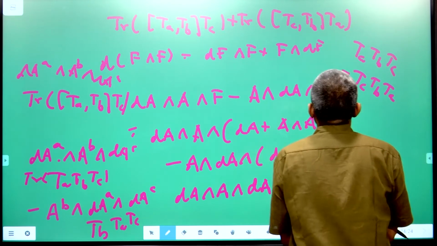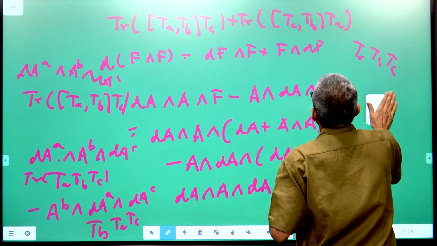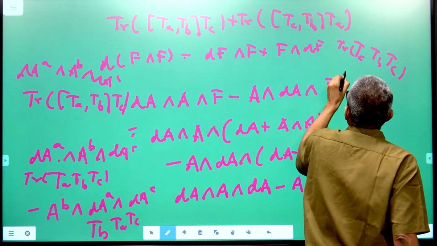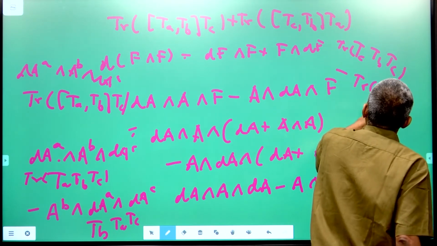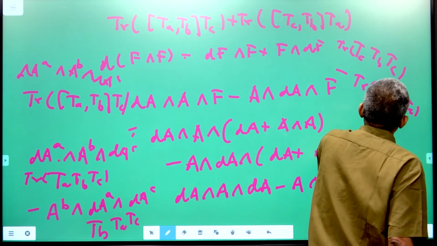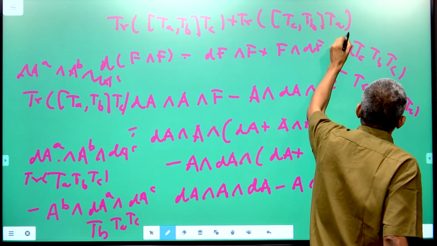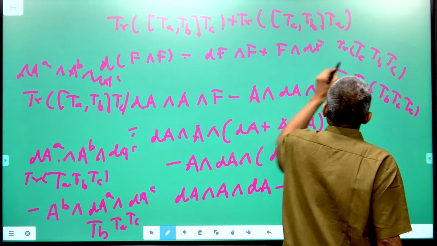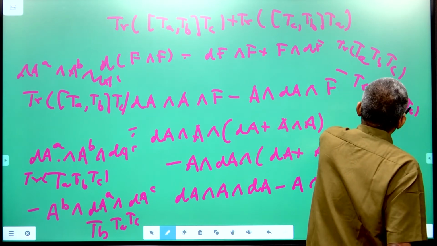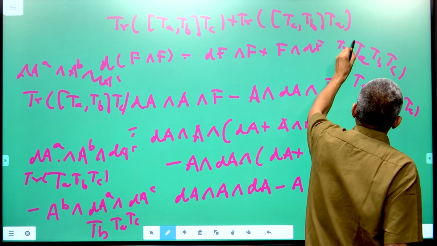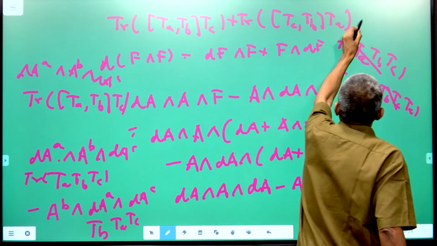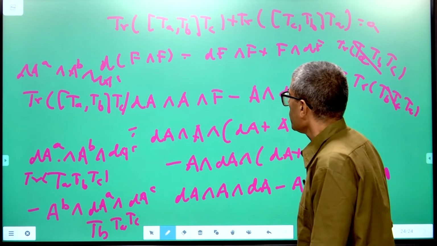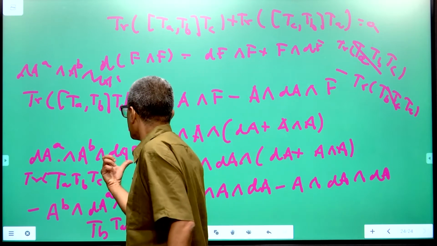This will contribute a term, trace of TA TB TC, and this will contribute a term minus trace of TB TC TA, but the trace of TB TC TA is the same as trace of TA TB TC. So this will cancel out, right? You can bring TA to this side because trace AB is trace BA, and that will cancel out. Likewise the second term will also cancel out. So the coefficient of the term involving the product of 2 differentials dA and dAC along with AB will contribute 0.